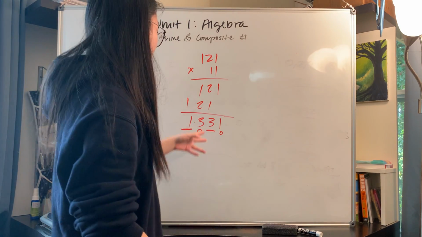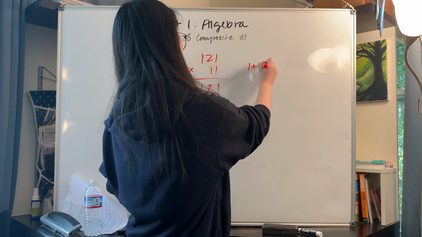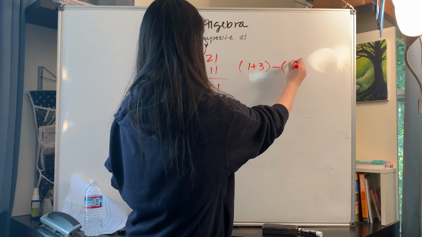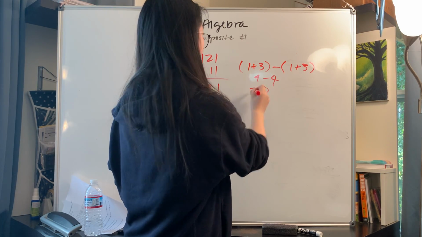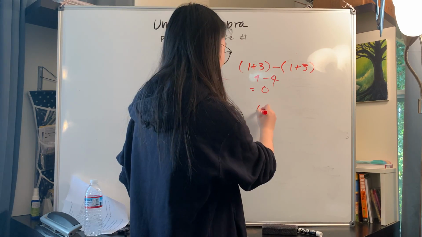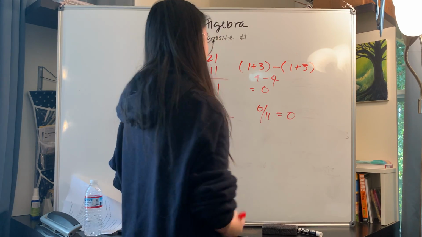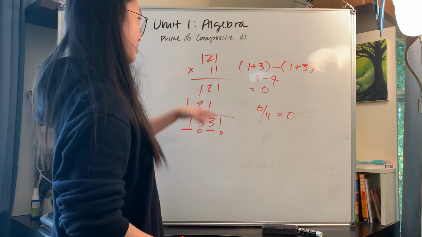So if I do this problem, it's 1 plus 3 minus 1 plus 3, which is equal to 4 minus 4, which is equal to 0. And 0 is divisible by 11. 0 divided by 11 is 0. So we know that this number is divisible by 11.